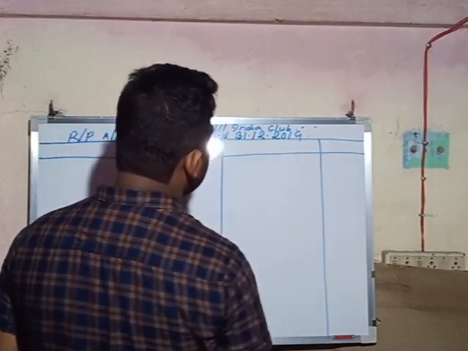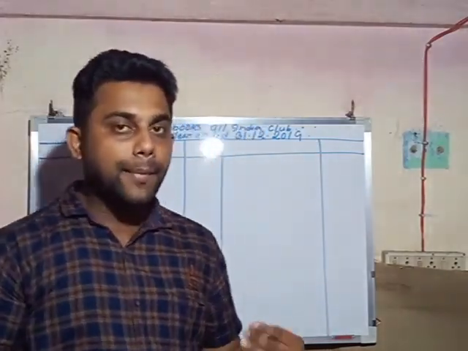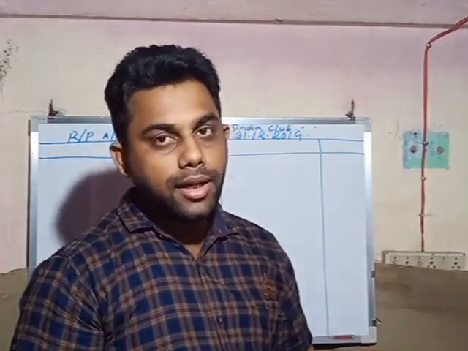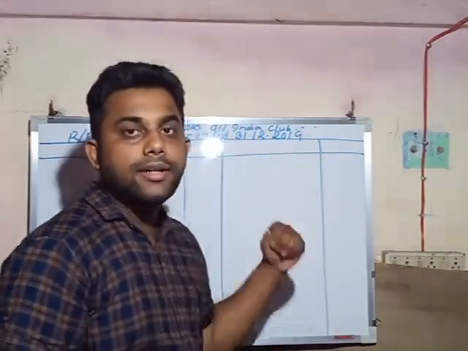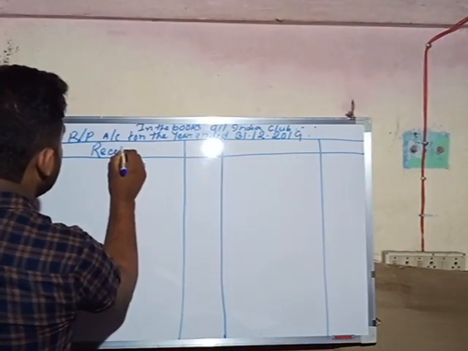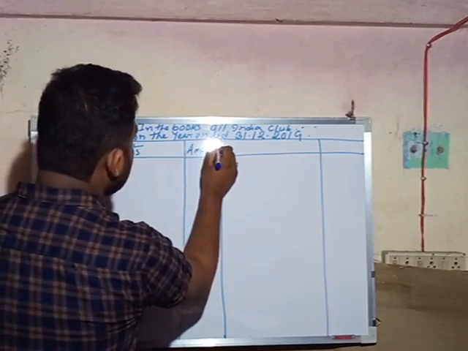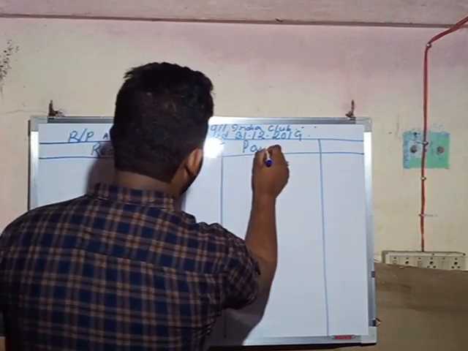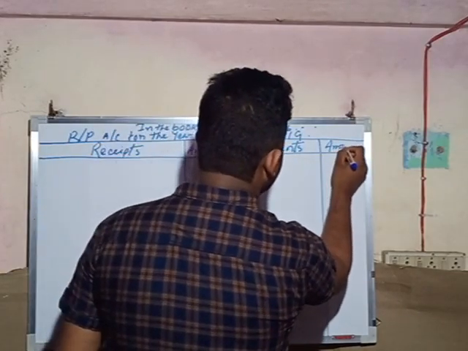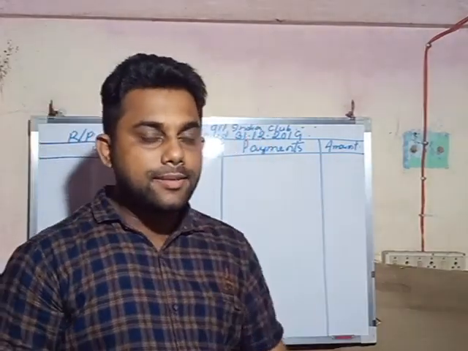2019. That means whatever receipts and whatever payments we have made in the current accounting year, that is from 1st January 2019 to 31st December 2019, we are going to record in our receipts and payment account. So the left side is the receipt side and the right side is the payment side.